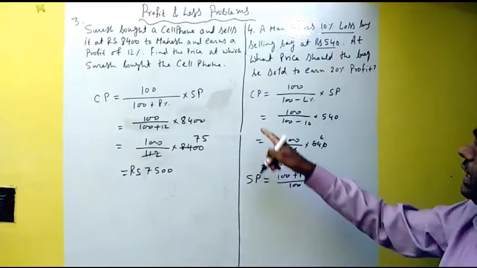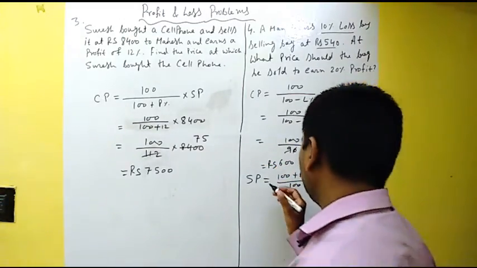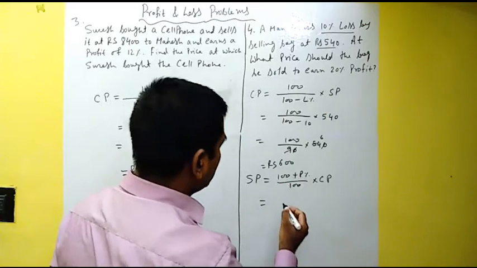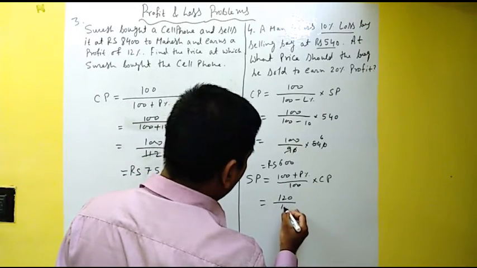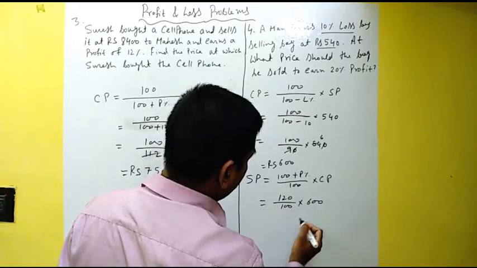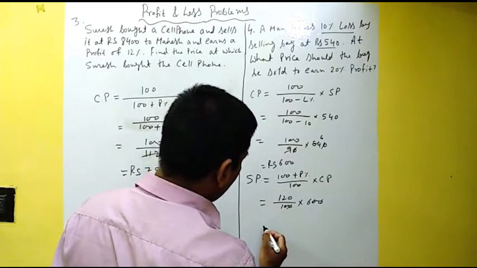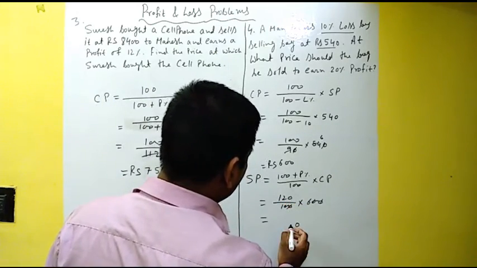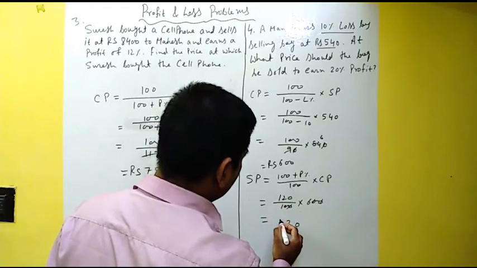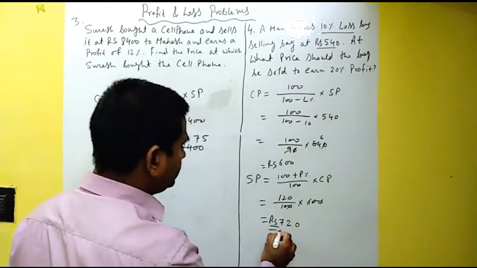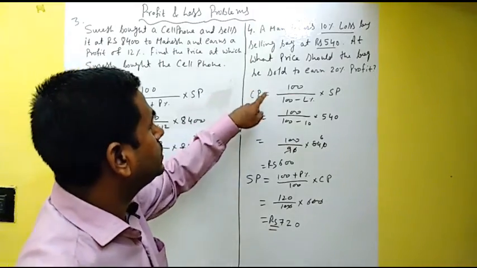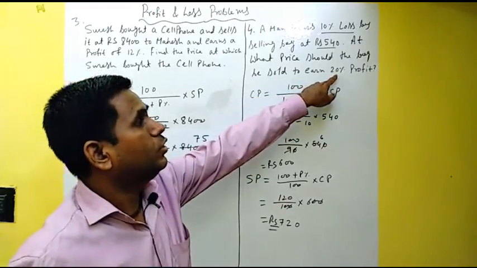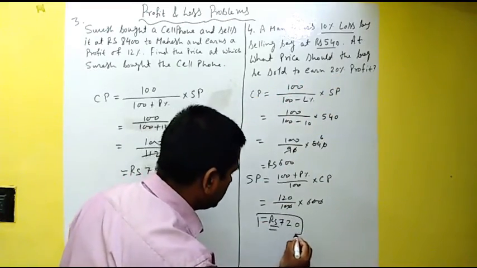Cost price is not given, but we have just now calculated the cost price. So we will use this cost price. Now this becomes 100 plus profit percentage, which is 20, so that means 120 upon 100 into 600. Both zeros go off, and then we can multiply 120 into 6, so 0, 6 2s are 12, and we get 720 rupees. So if the man sells the bag at rupees 720, then the man will make a profit of 20%. So we have solved this problem as well.